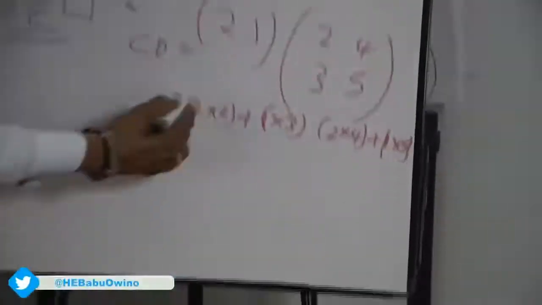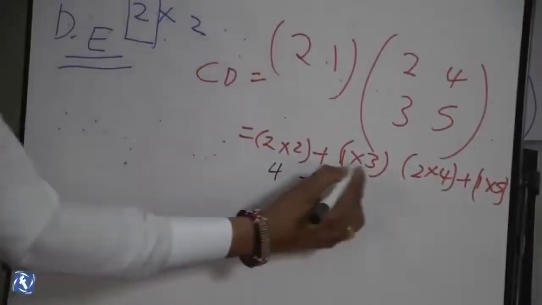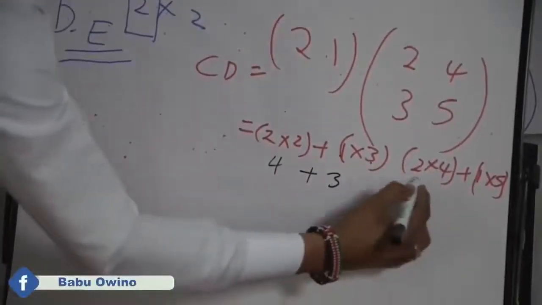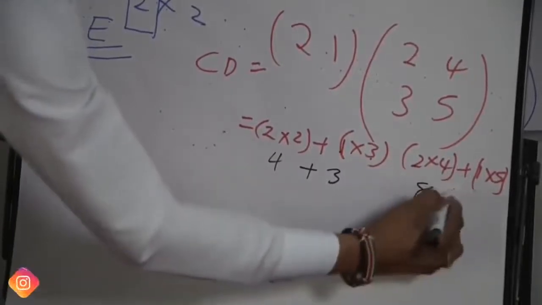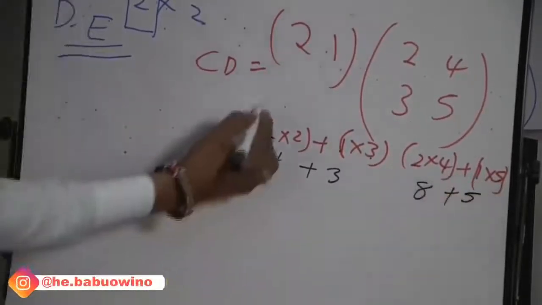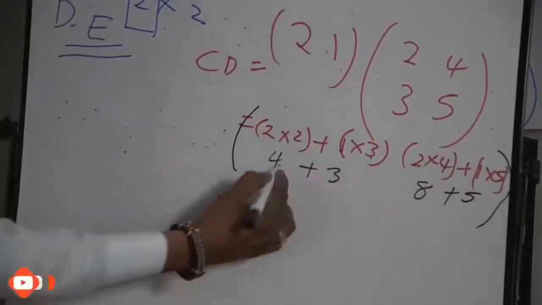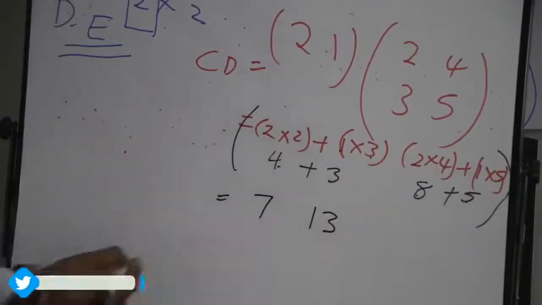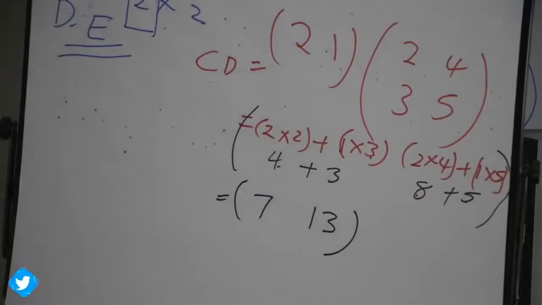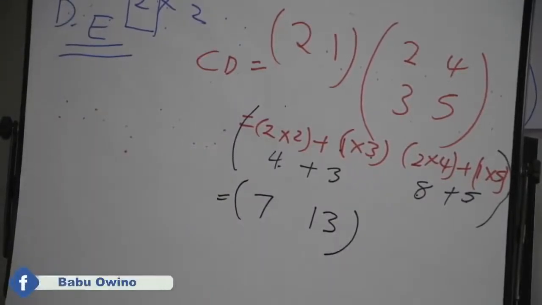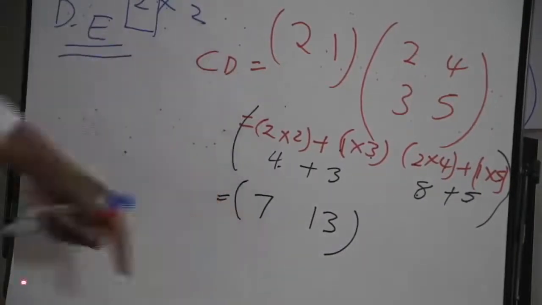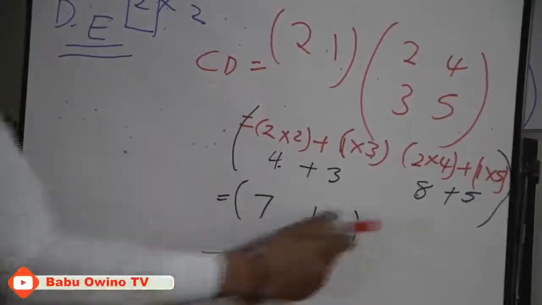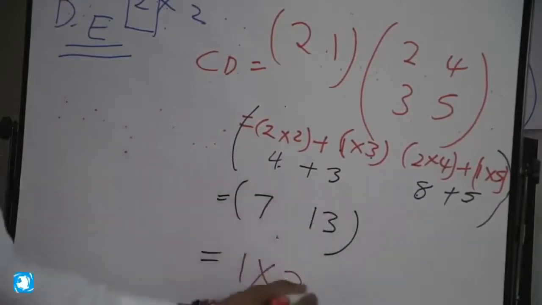So here what do we get? 2 by 2 is 4 plus 1 by 3 is 3. From this side we get 2 by 4 is 8 plus 1 by 5 is 5. So what do we get here? 4 plus 3 is 7. Then 8 plus 5 is 13. So when we multiply C times D, which is a 1 by 2 and a 2 by 2 matrix, you get a 1 by 2 matrix. From here, we get 1 row by 2 columns.